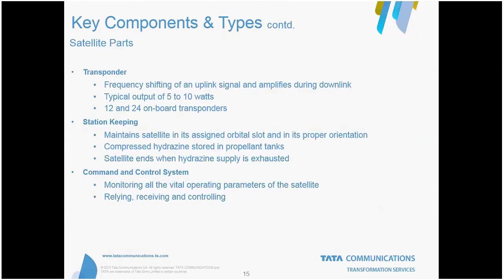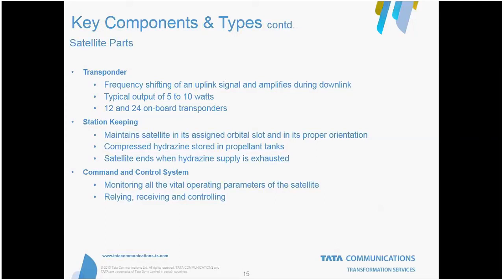Satellite parts. Transponder. Transponder does the frequency shifting part, so it shifts the frequency of the uplink signal, amplifies it during downlink. Typical output of the transponder is around 5 to 10 watts, and normally in a satellite it will be around 12 to 24 transponders. As I said earlier, the GSAT 16, which was launched 2 weeks back, had 40 communication transponders, and this is the highest so far.